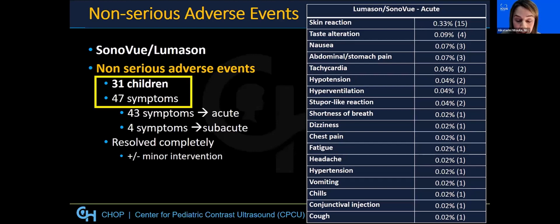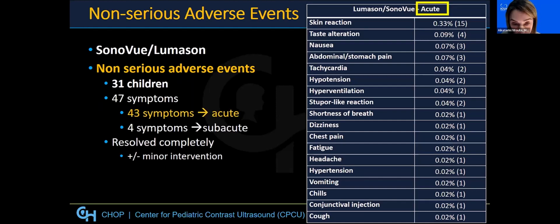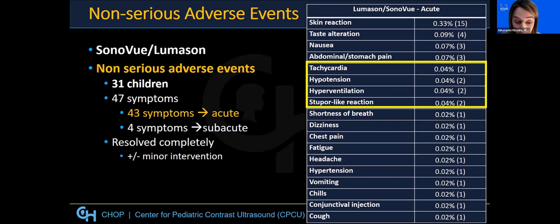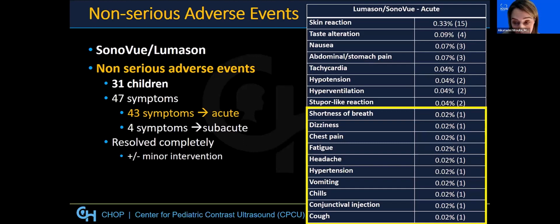Following Sonoview Lumason intravenous administration, 31 children developed 47 symptoms. 43 of these symptoms were acute and occurred during or immediately after the injection. The majority of acute symptoms were mild skin reactions followed by taste alteration, nausea, and abdominal stomach pain, and less frequently by other symptoms such as tachycardia, hypotension, hyperventilation, stupor-like reaction, or other symptoms such as shortness of breath, dizziness, chest pain, fatigue, headache, hypertension, vomiting, chills, conjunctival injection, and cough.